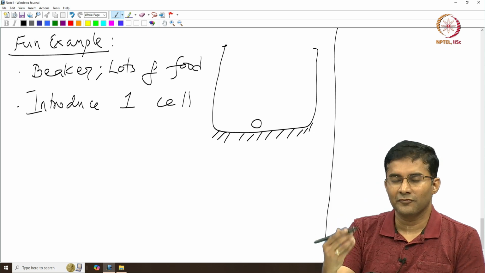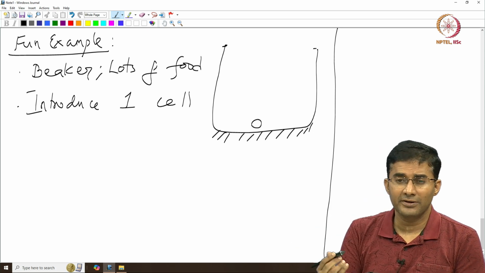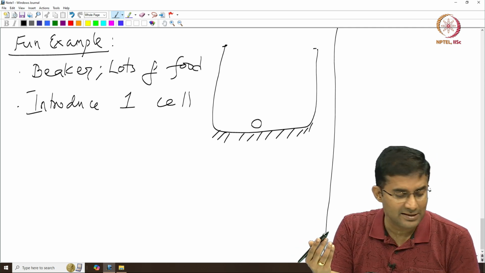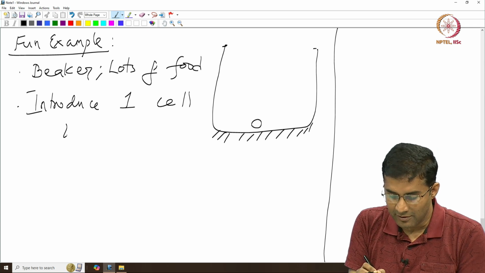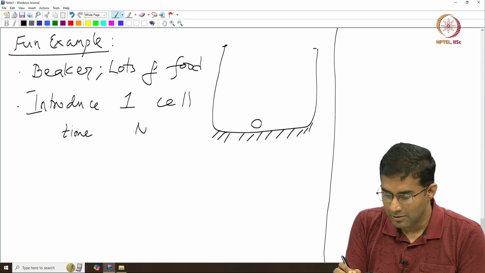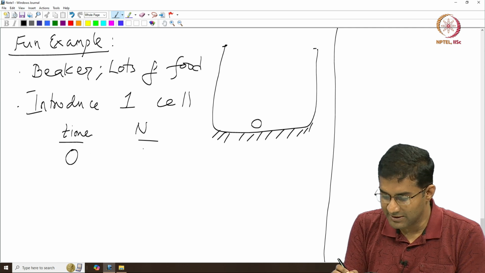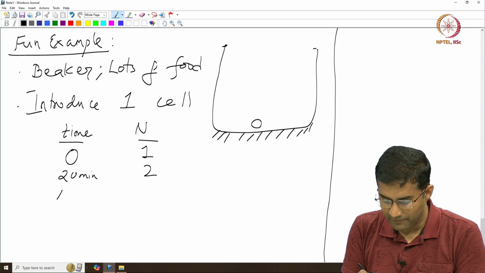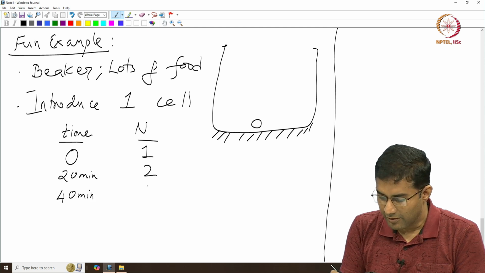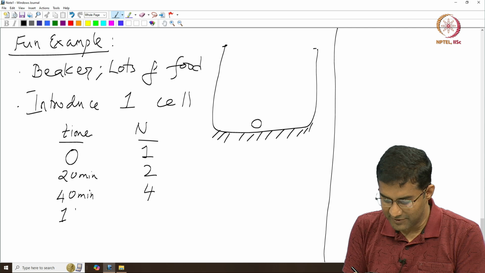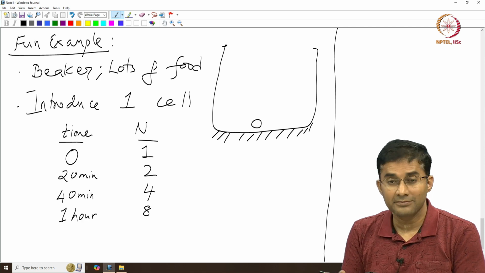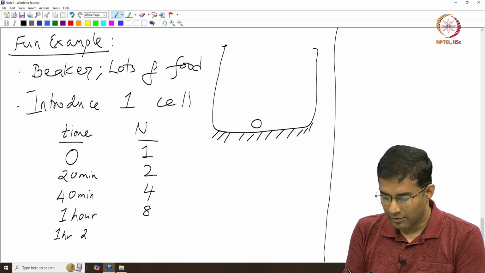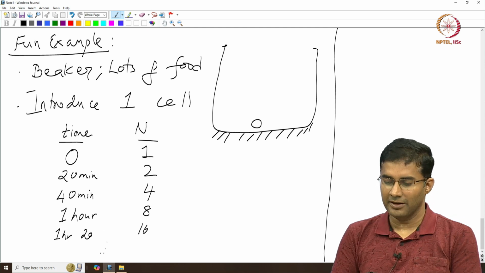1 becomes 2, 2 becomes 4. At the end of 20 minutes we have 2 cells, at the end of 1 hour you have 8 cells, right. You can even see that at time t0 you have 1 cell, at 20 minutes we have 2 cells, 40 minutes we have 4, 60 minutes which is 1 hour we have 8. And then I can go on: 1 hour 20 minutes I will have 16 and so on.